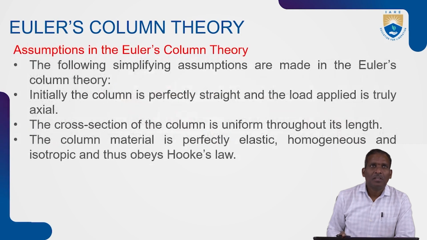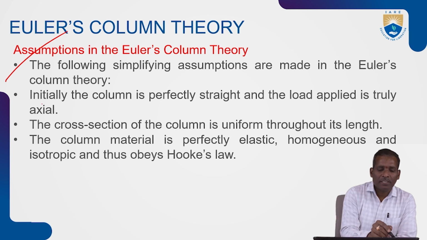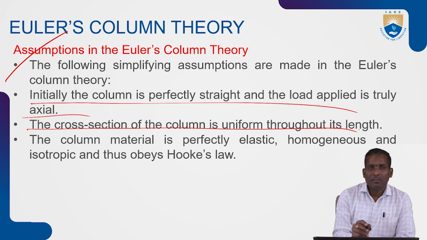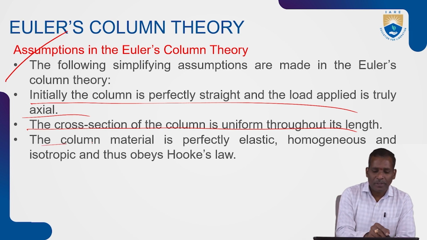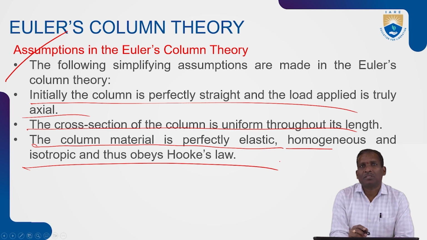So the direct stress is neglected, justified with the statement that the direct stress induced in a long column is negligible. The assumptions in the Euler's column theory: the following simplifying assumptions are made. Initially, the column is perfectly straight and the load applied is truly axial. The cross section of the column is uniform throughout its length. The column material is perfectly elastic, homogeneous, and isotropic, and thus obeys Hooke's law.